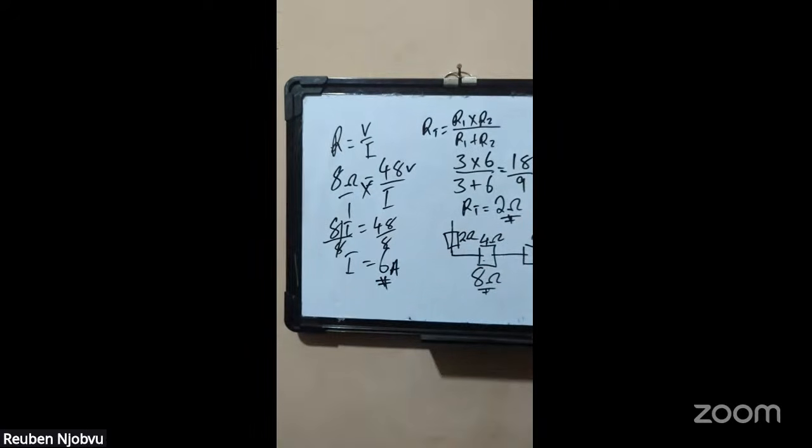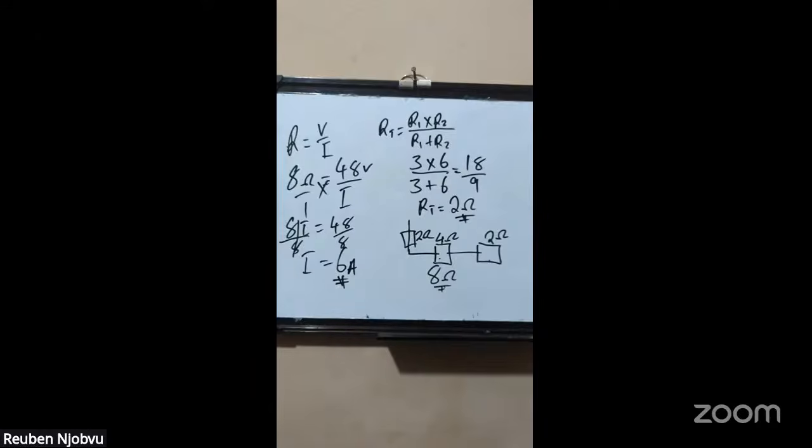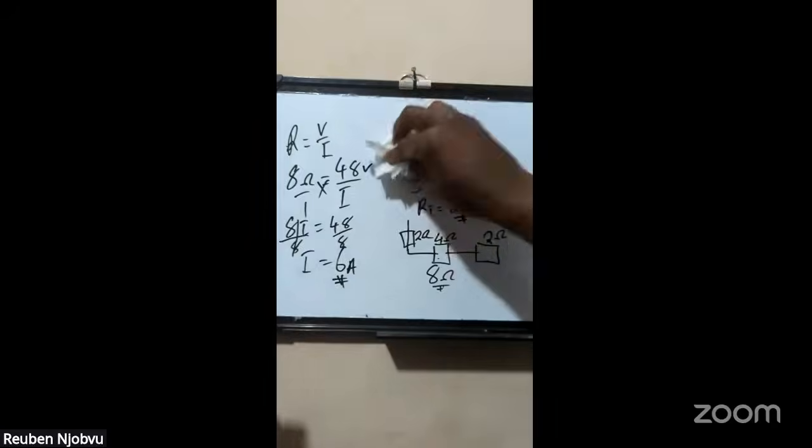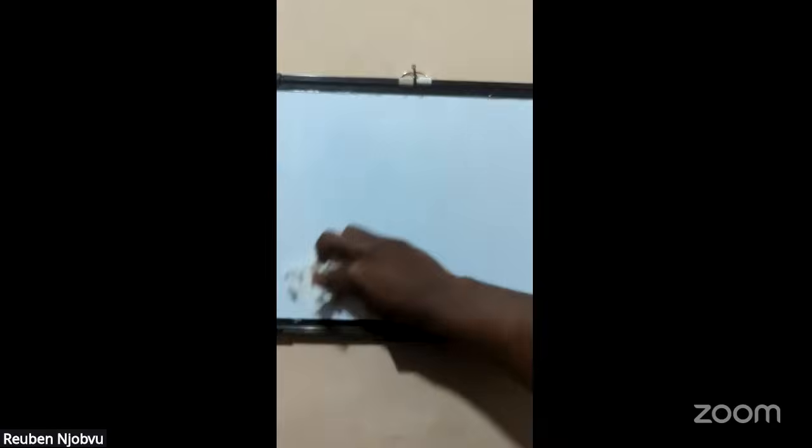Simple. Is it clear how you find 6? Okay, it's clear. You've seen, right? If it's not clear, I repeat. If it's clear, I'm quiet.